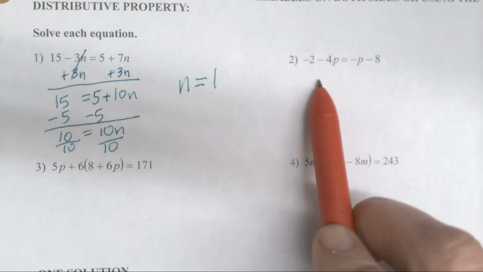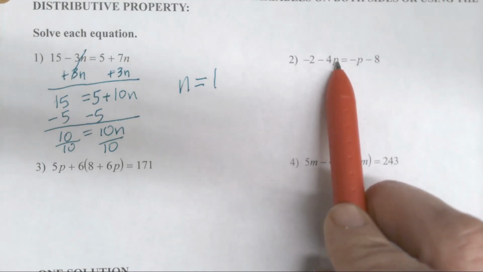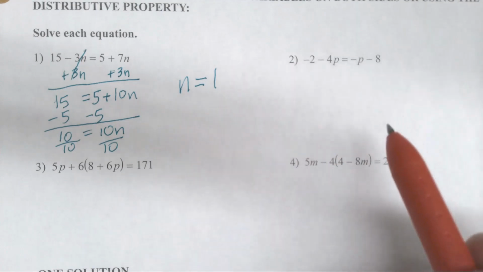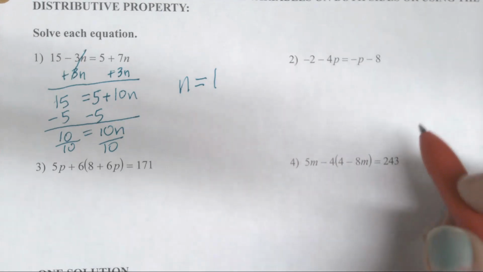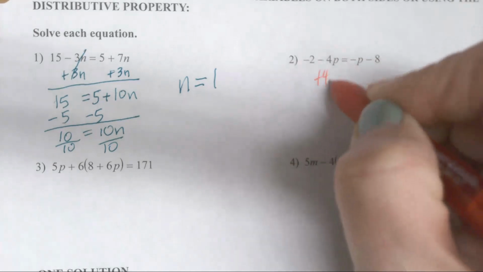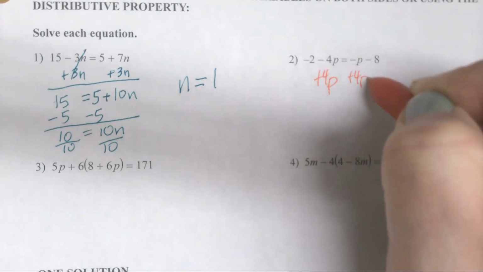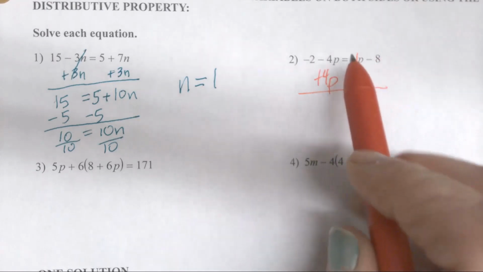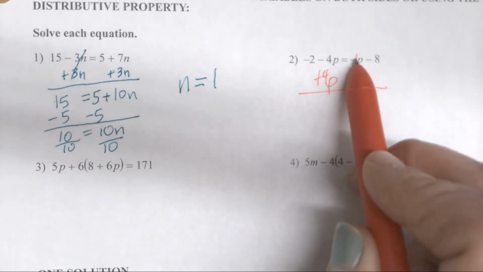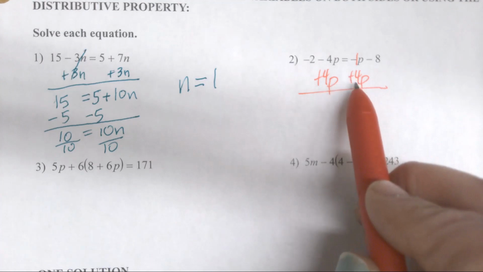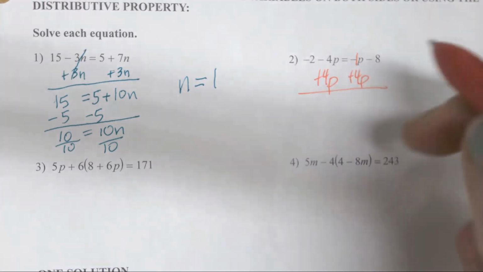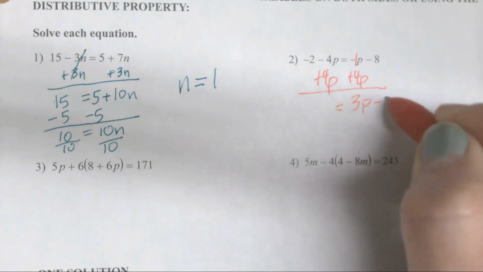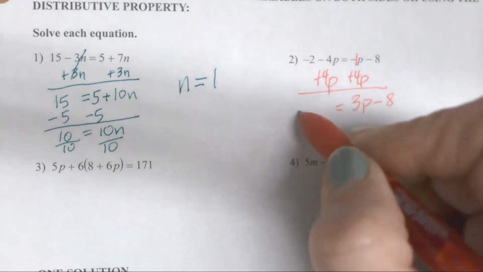I could either add 4p or add 1p. Anybody have a thought? Add 4p. Remember, this is minus or negative 1p. So what is negative 1 plus 4? 3. Bring down the minus 8. Bring down the negative 2.